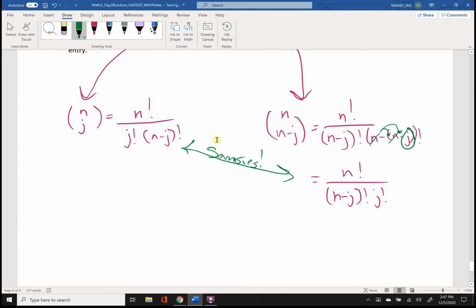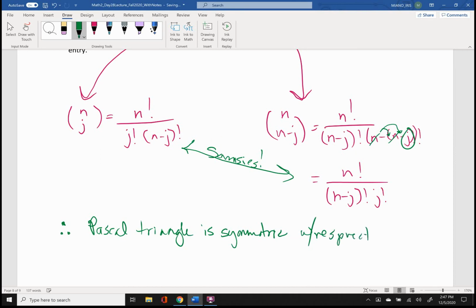So therefore, we can conclude the following. Therefore, Pascal's triangle is symmetric with respect to, I'm going to just shorthand this, if that's okay with everybody, a vertical line drawn from the topmost entry.